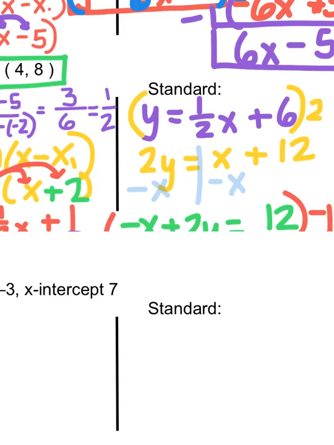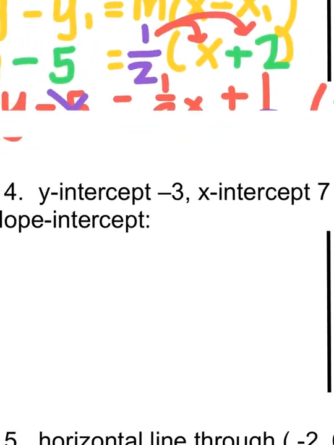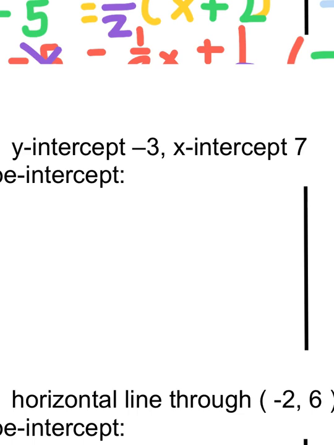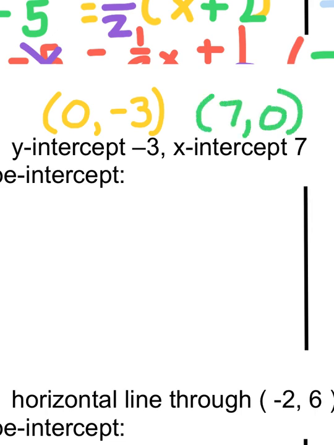Oh, number 4, what have they done? They changed everything, but not really. What they've given us are 2 points. You just have to recognize that they are 2 points. We have a y-intercept, so that's the point 0, negative 3. And we have an x-intercept. That's the point 7, 0. So we have 2 points.